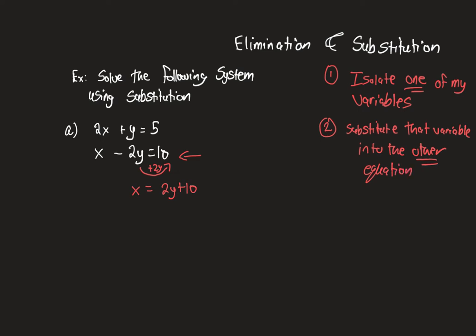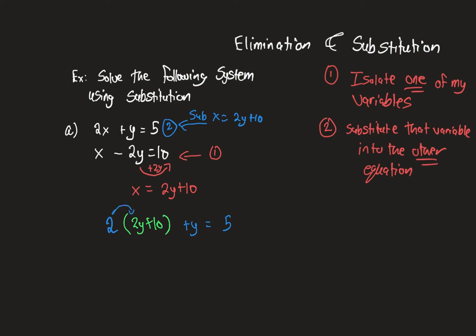Okay, so if I used this equation to get my x by itself, then I'm going to substitute it into this equation. So sub x is equal to 2y plus 10 into this second equation. Okay, so let's do that. So I'm going to have 2, and instead of x, I'm going to have 2y plus 10. Now, mind you, you could have solved for the y and done the exact same thing. Plus y is equal to 5. You're going to have to distribute here.